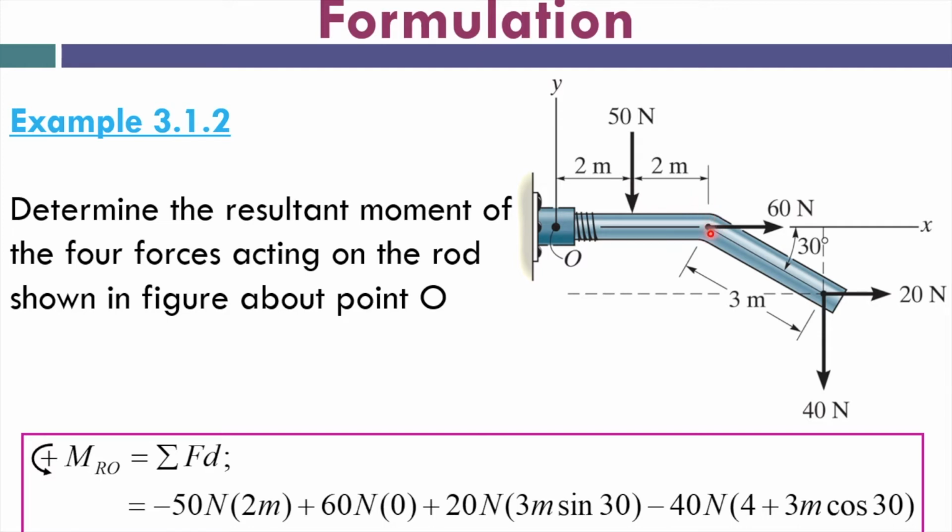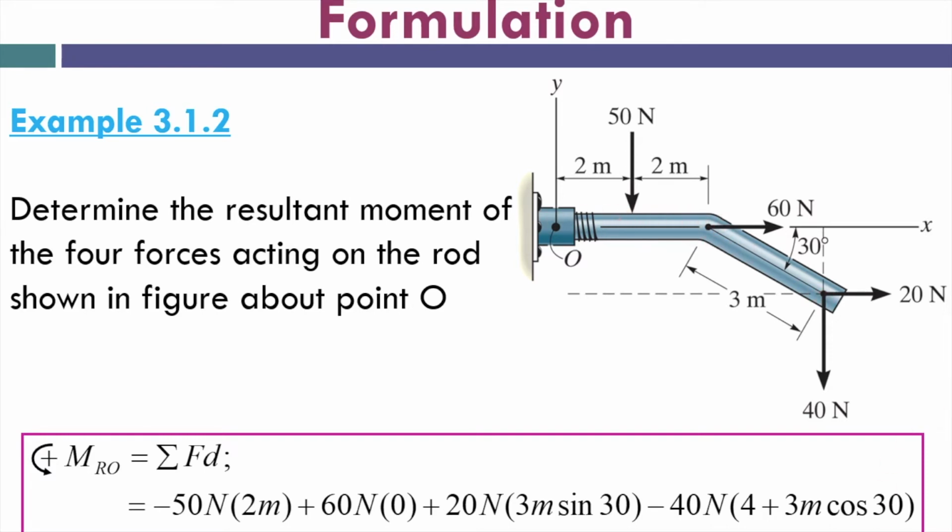y-axis, it becomes 0. And then plus 20 Newton, and for sine 30, it involves 3 meter from here to here, and sine 30 becomes positive to here. And then minus 40 Newton, again clockwise, and 3 meter cos 30, this part, plus here.